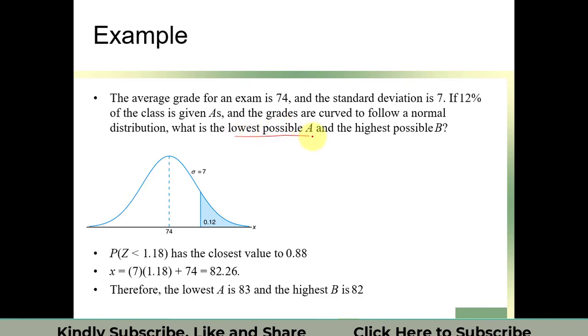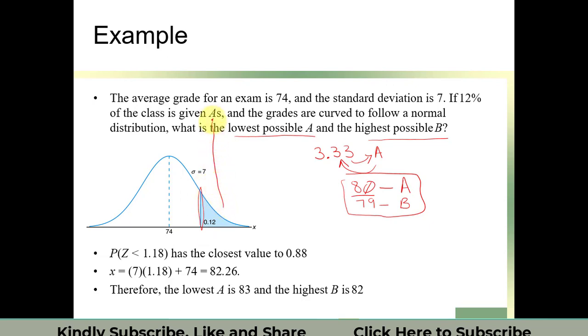So as you know that the junction of A and B is the same, you can say that 3.33 is the junction value, above which it will be A grade and below which we got B. So 3.33 is a junction, you can say. Also, at that junction point, above which there are 12% of the students who got A grade. So we will have to check that value of the junction.